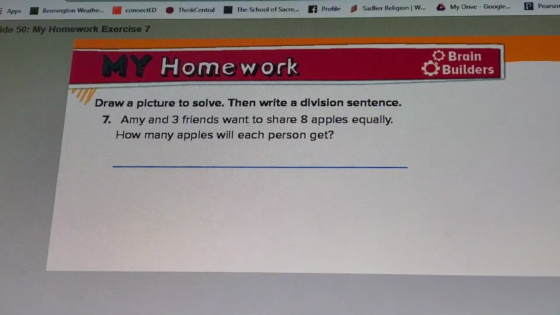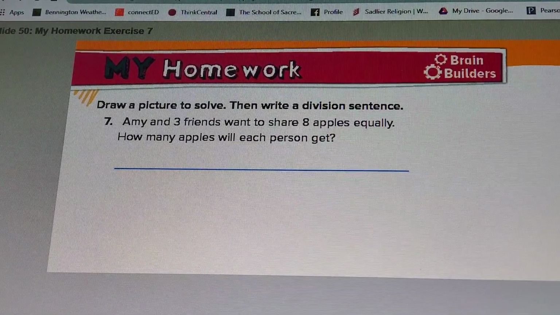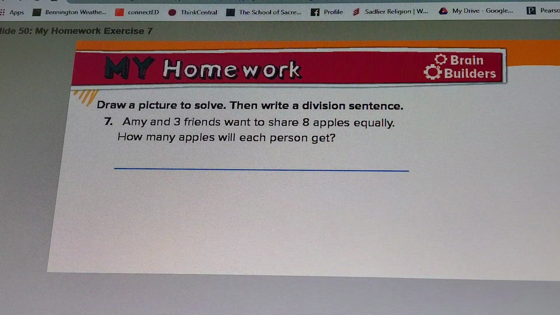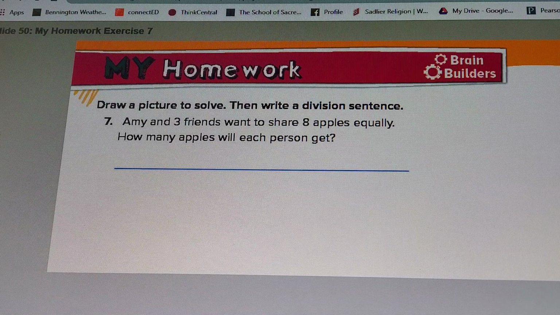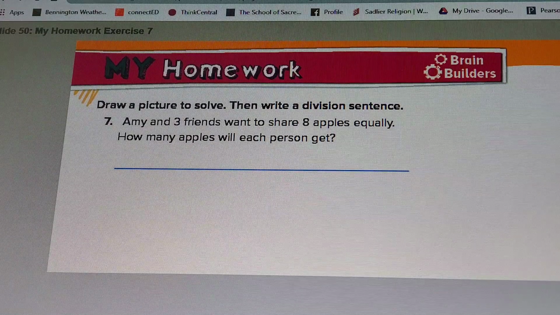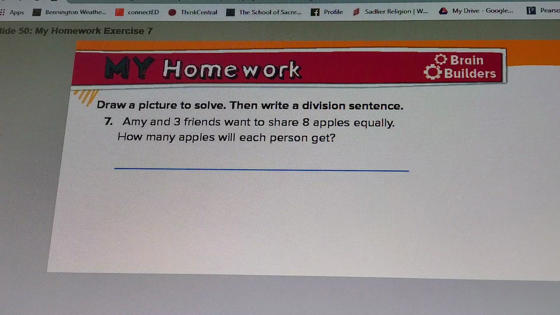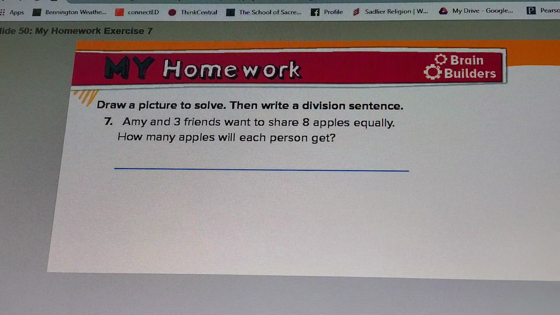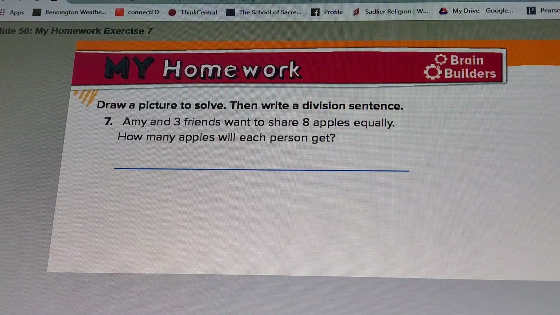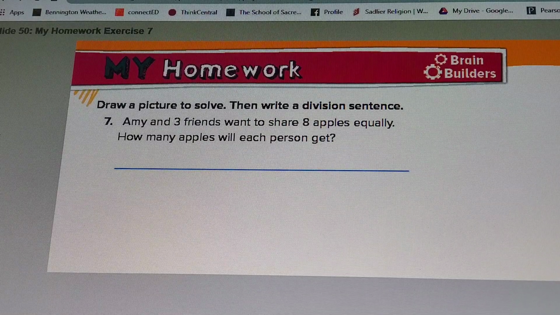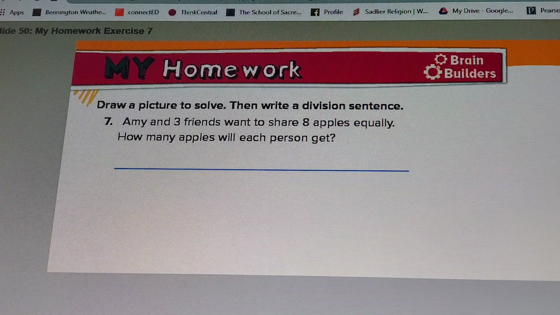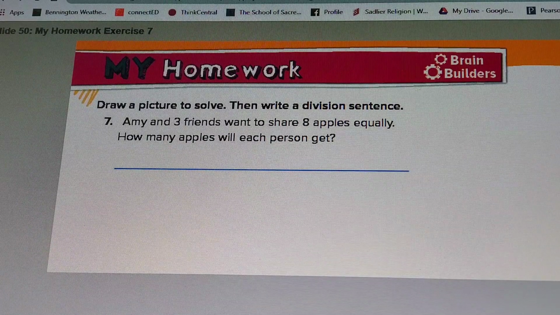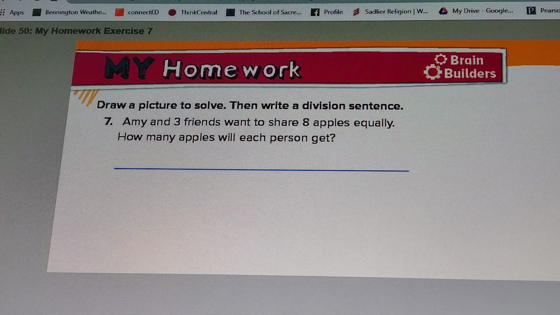My homework number 7, draw a picture, then write a division sentence. Amy and 3 friends want to share 8 apples equally. How many apples will each person get? I will tell you that through the years, this problem and problems like this one have tripped up people. How many people are going to share these apples? If you said 3 friends, you're wrong. It says Amy and 3 friends. So you have 4 people who are going to share 8 apples.